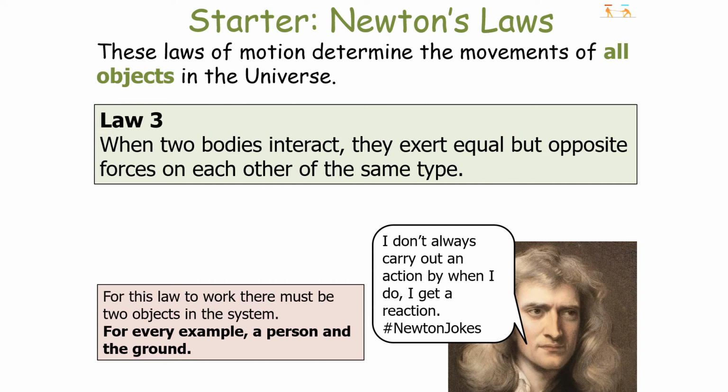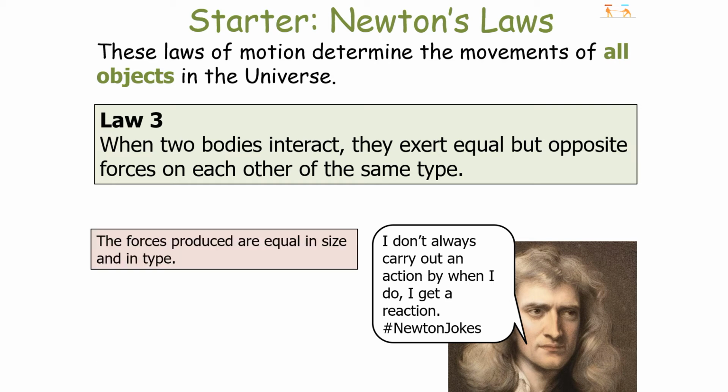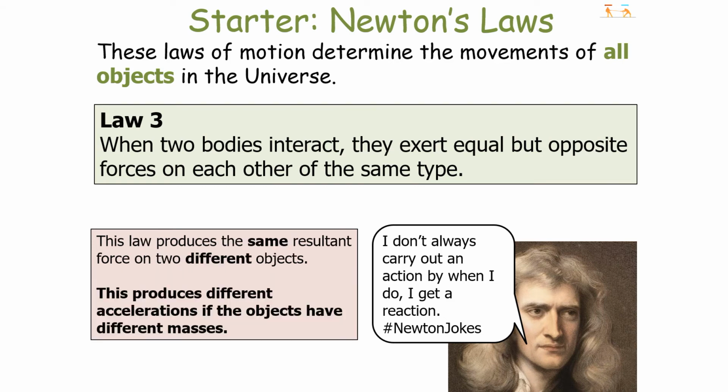Now for this law to work, there must be two objects in the system. So for every example, we could consider two different objects. So a person and a ground, for example, a person and a ball, the plane and the ground. Now the forces produced are equal in size and type, but they act on different objects and have opposite directions. So this law produces the same resultant force on two different objects. Now this produces different accelerations if the objects have different masses.